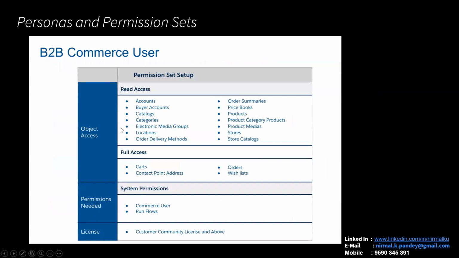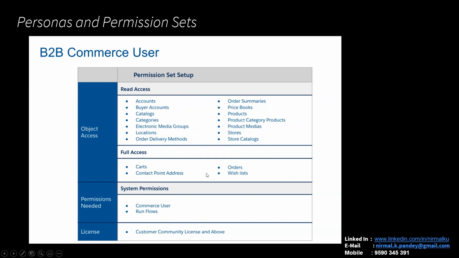Okay, so personal and permission sets again. And here we have permission sets. So what do you need? Access, like we talked about. When you are giving the object access for a B2B commerce user, the default buyer user, they will need read access to accounts, because without that, you can't do anything. Buyer account, catalog, categories, electronic media goods, all of these commerce related items, they need read access.